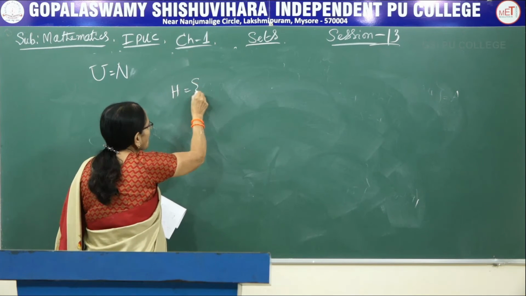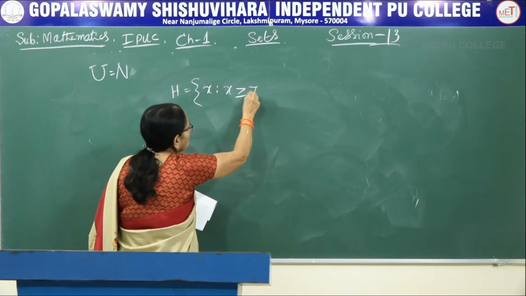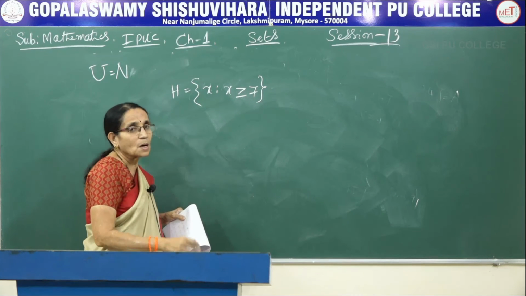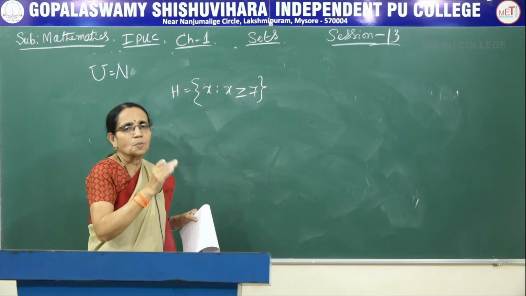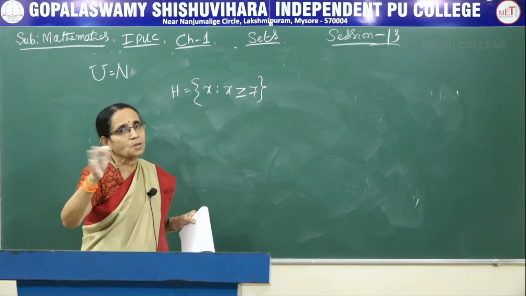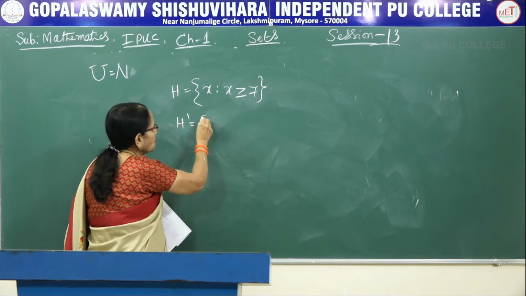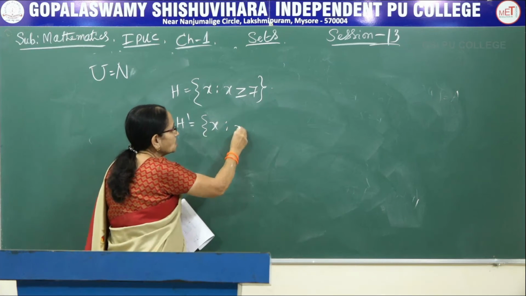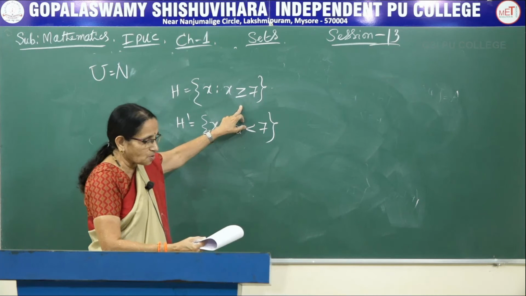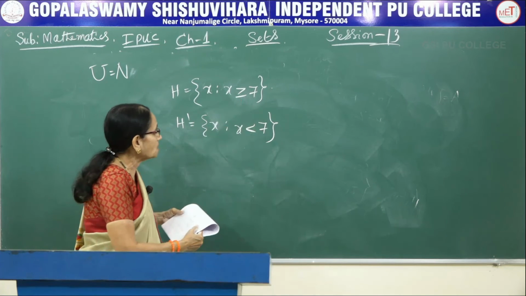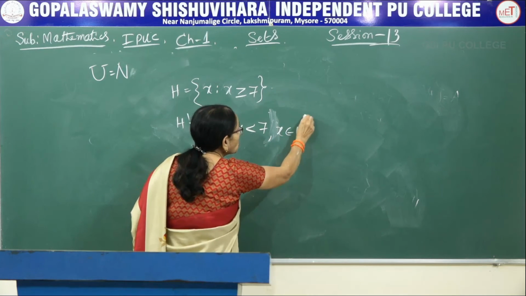Now take another set H. Here it contains all x such that x is greater than or equal to 7. I am considering N to be the universal set. Greater than or equal to 7 means it would be 7, 8, 9, 10, any number above 7 here. Therefore, what would be H dash here? It contains all x such that x is less than 7. We cannot have the equality because already the equality is there. So x is less than 7, but here one condition you have to write, x belongs to N.